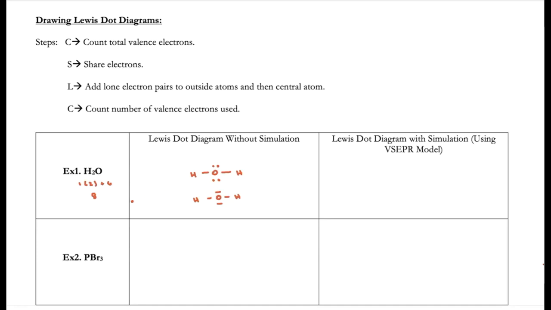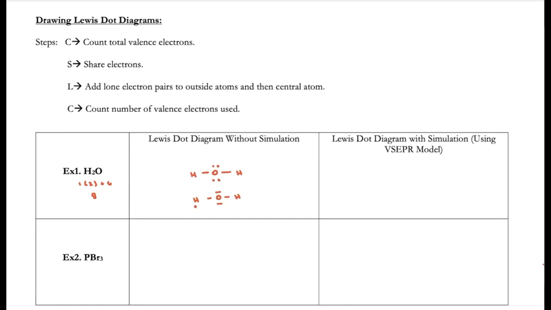So I need to make sure I'm only using 8 valence electrons. If I'm not, I'm in trouble. So I've got 2, 4, 6, 8 electrons I'm using. I'm good to go. Now, this is just a generic drawing of my Lewis structure. However, this is not how it exists.